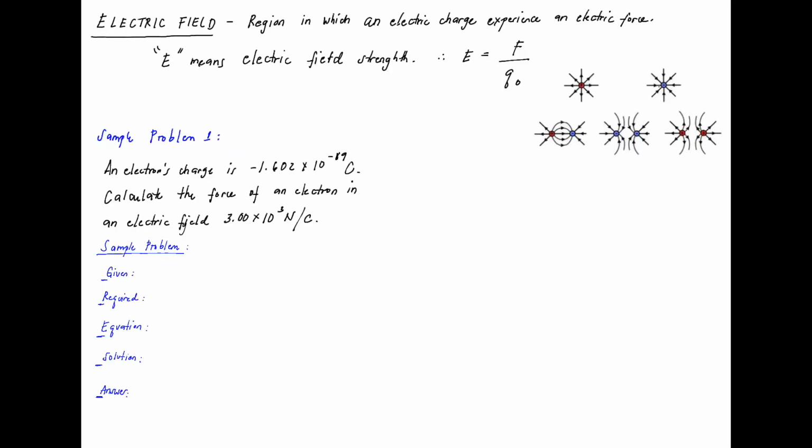Let's go now with the definition of electric field, wherein once we say electric field, it is the region in which an electric charge experiences an electric force. The symbol for electric field intensity is letter E, which means electric field strength. Therefore, we define it as the force acting on a specific charge at some distance. So here's the equation. The electric field strength is F over Q sub O. This Q sub O is known as the test charge.